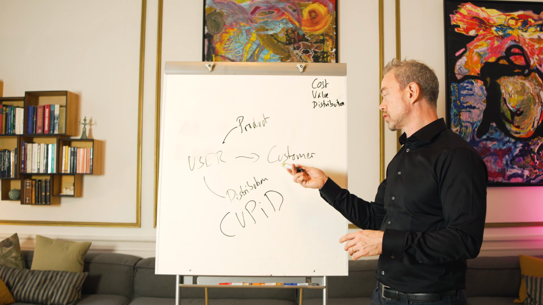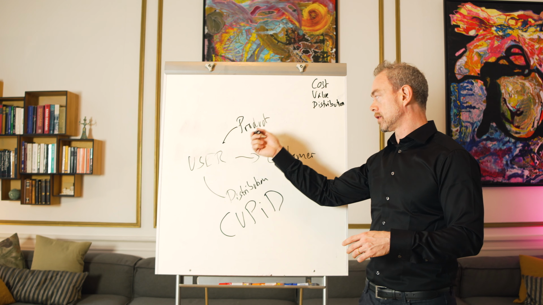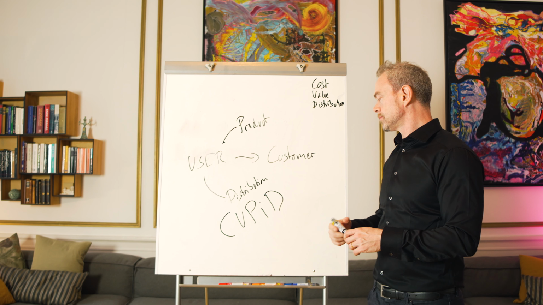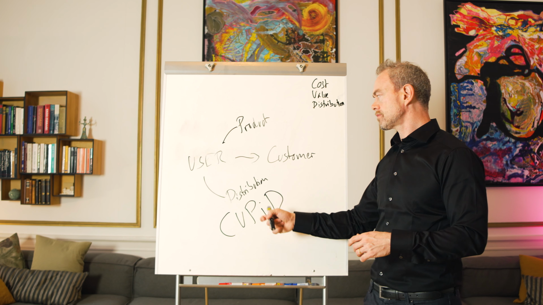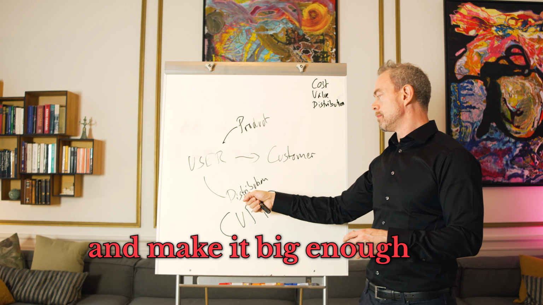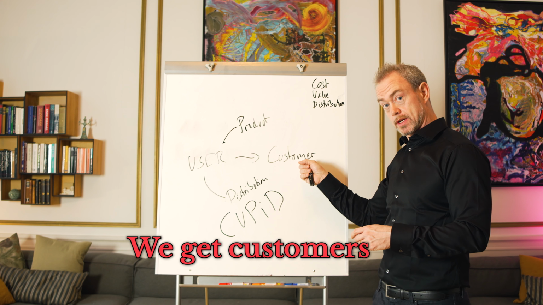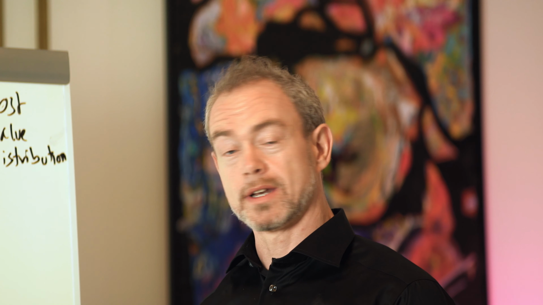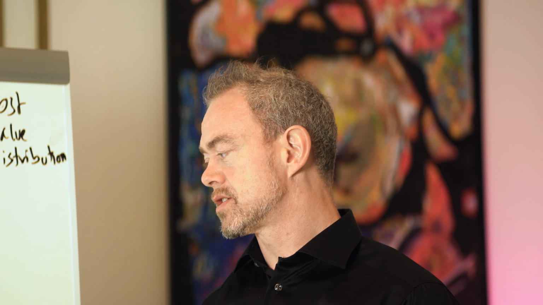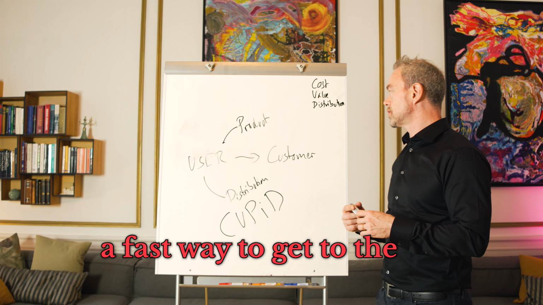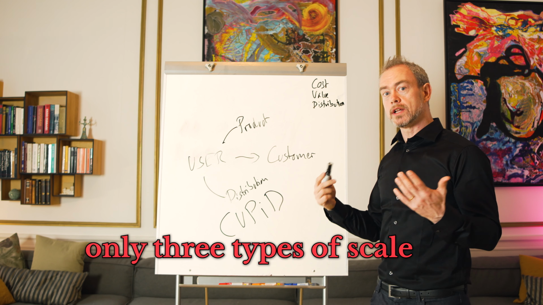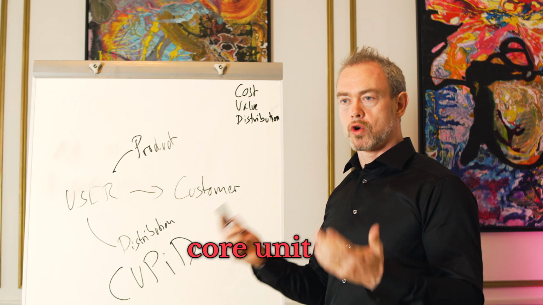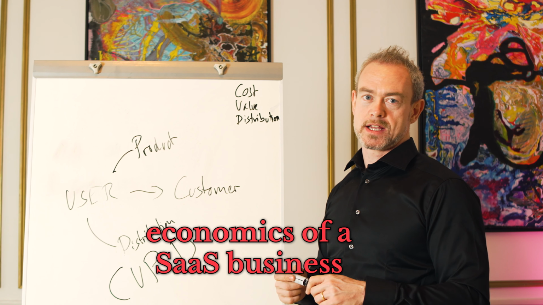Are we just trying to do good work directly for customers? Are we trying to build a network effect? Are we trying to build some virality? How will that get us to the end customer? And then finally you map it out over time to say, well, how quickly can we take a user base and make it big enough so that we have a distribution base so that we get customers? What happens then? I use it with companies I work with, companies I invest in to the extent that I do that. And it's just a fast way to get to what I would consider the only 3 types of scale that actually exist, because these are the ways in which you can affect the core unit economics and the economics of a SaaS business.